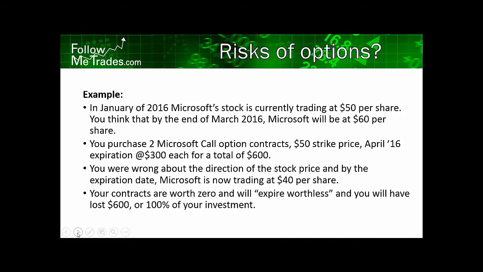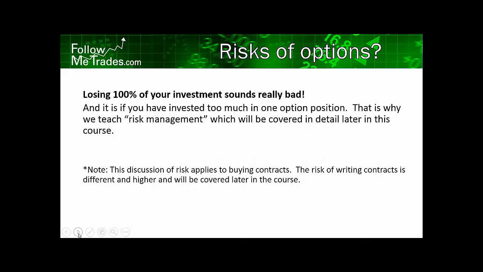But what if you had bought the shares? We said we bought 2 contracts here at $50 a share. If we had bought the shares, we'd have $10,000 into that trade, 200 shares. I believe my math is right on the fly here. And our loss would have been much, much larger.